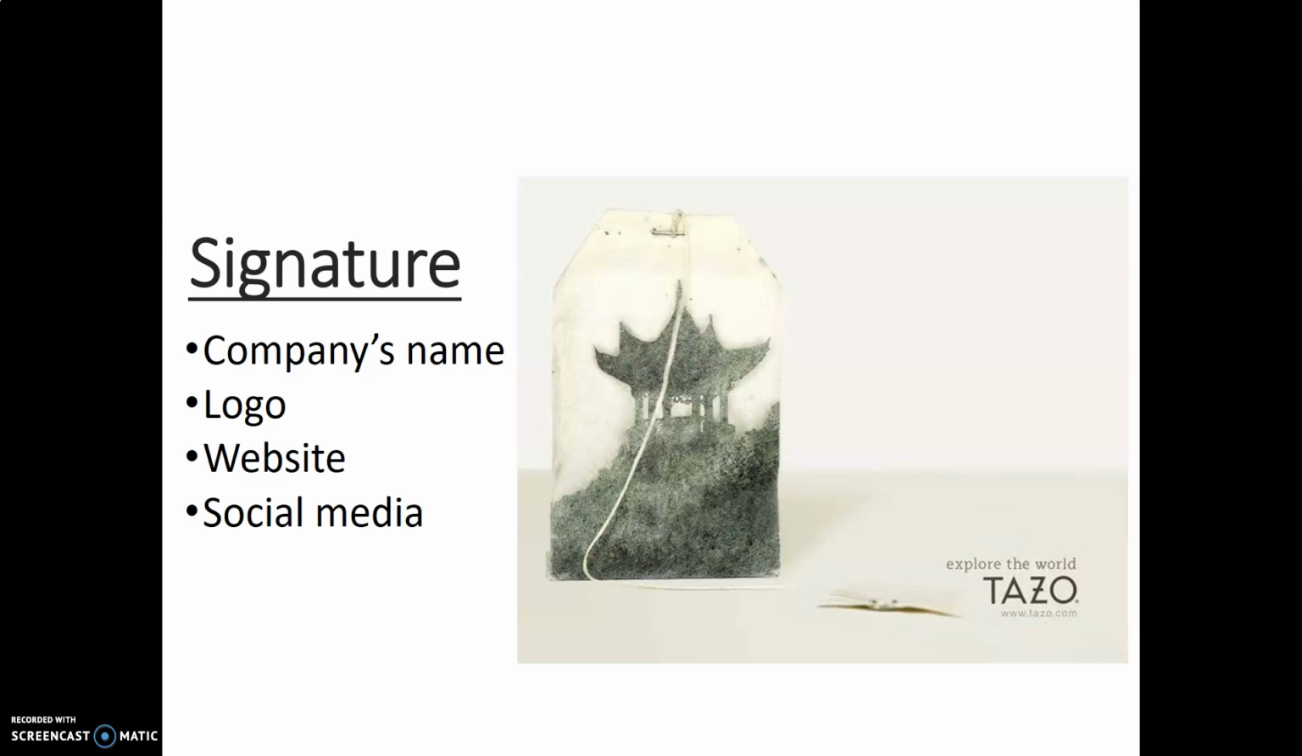And the last piece that we have is known as the signature. So this is going to include a few different elements and will vary by ad, but you're going to have your company name. So a lot of times the signature elements are in a corner. So in this case, Tazo is the brand, and so that's the company name down here, and we have a website. Oftentimes you'll see social media icons as well, because that's another way to interact with customers.